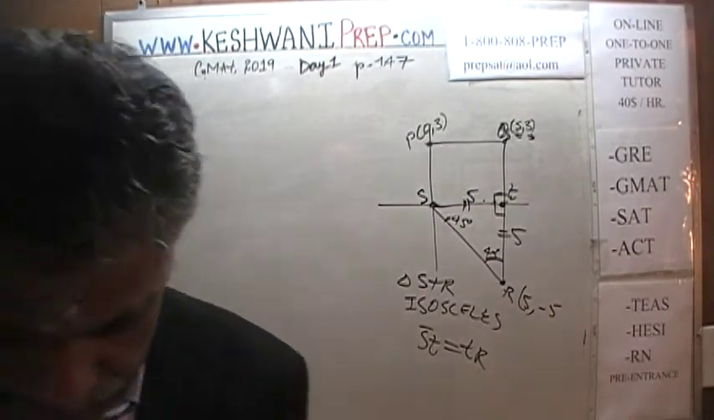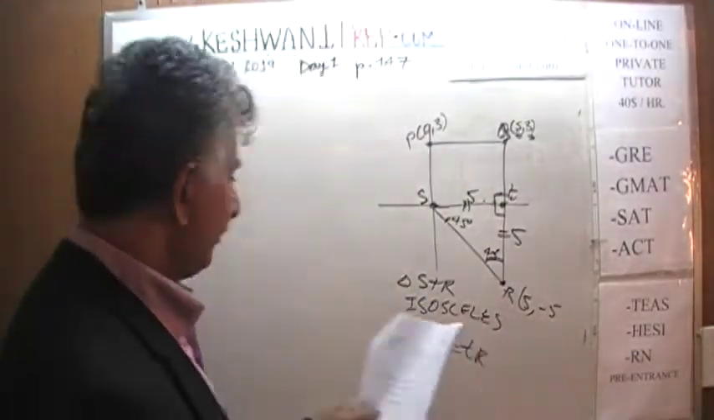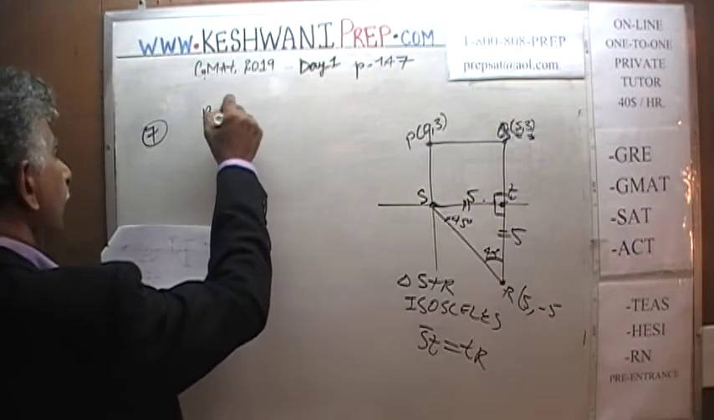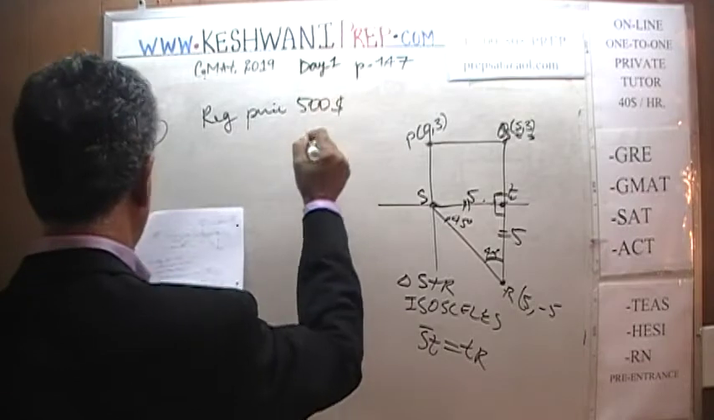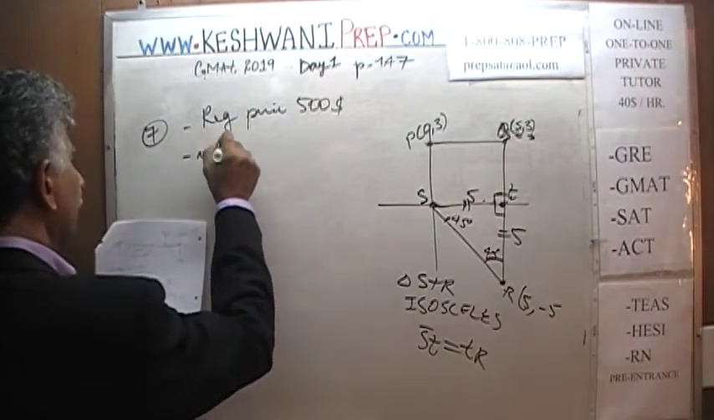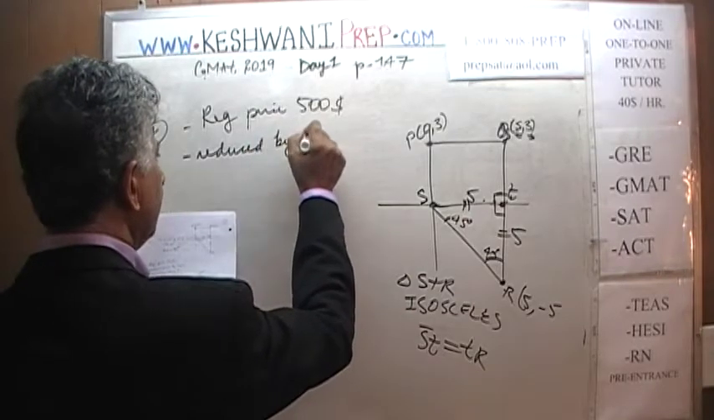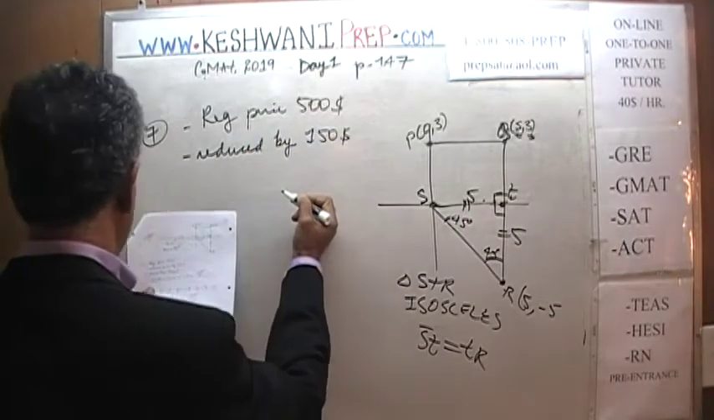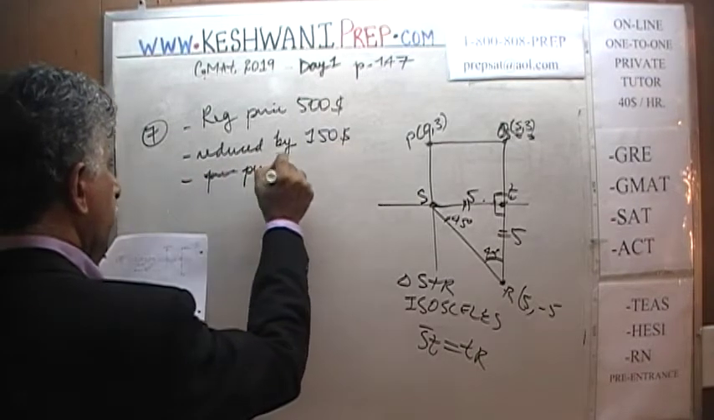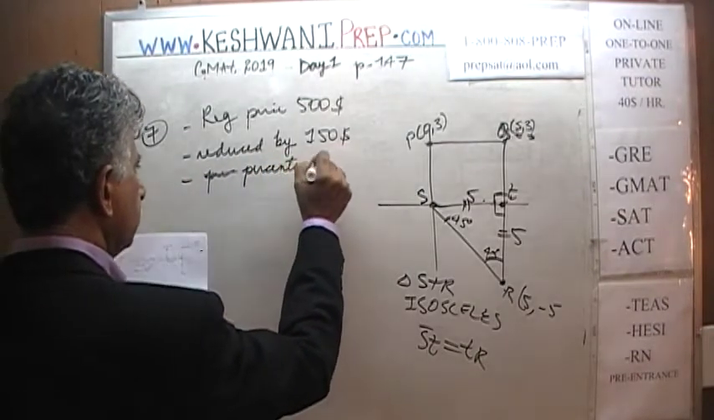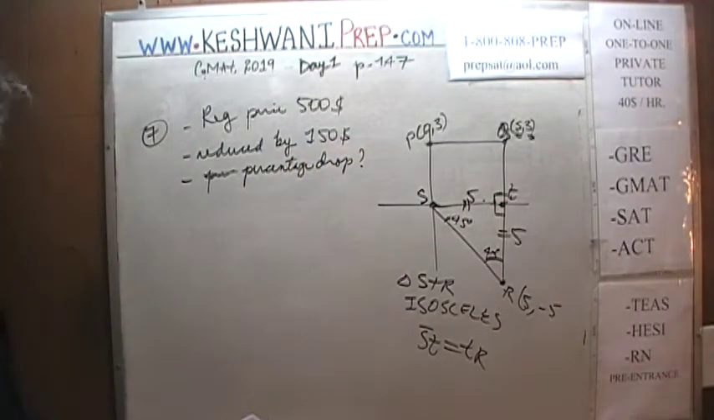Sometimes there is just too much writing and explaining to do something simple. In the next problem, we are told that the regular price is $500. We are told that they reduce the price by $150. Question is, what's the percentage drop?